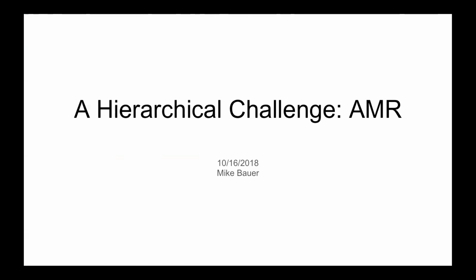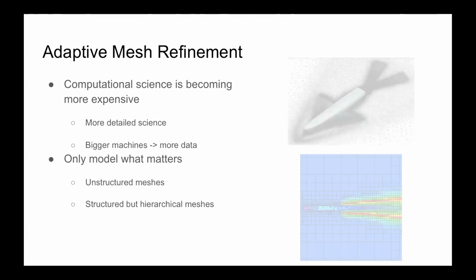But mostly what I want to do is sort of describe the problem. You can think of this as a case study in describing some of the challenges that we have to address when building programming systems to target big machines and the kinds of applications like AMR that need to run on them.